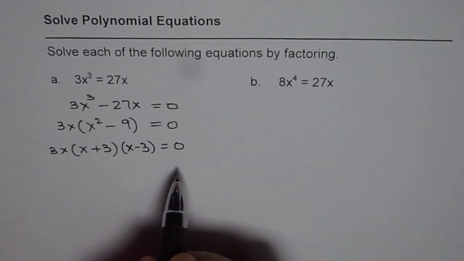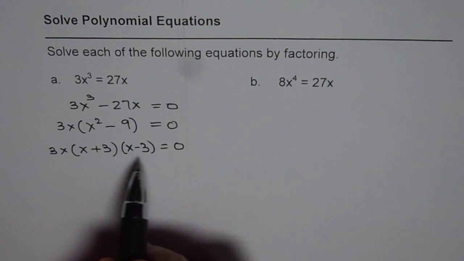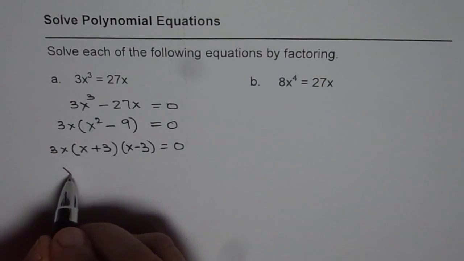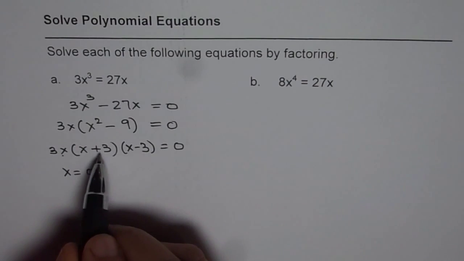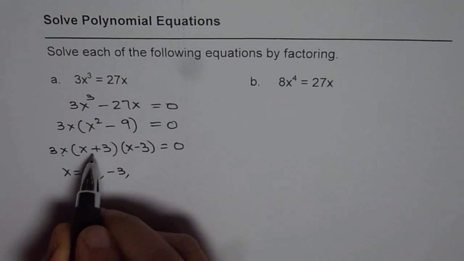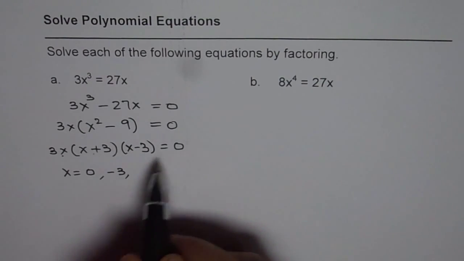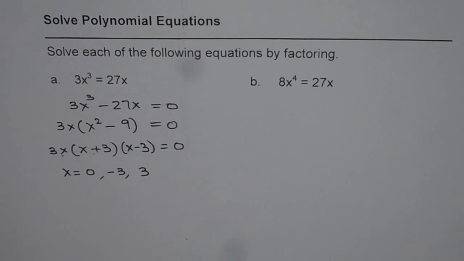So we have factored. Now once you have factored, the solution of the equation is all the values that make the factors equal to 0. So the first solution is x equals 0. That comes from here. And x plus 3 will be 0 for x equals minus 3. So that is this solution. And then equate x minus 3 to 0. You get x equals plus 3. So these are the three solutions for the given equation, correct?